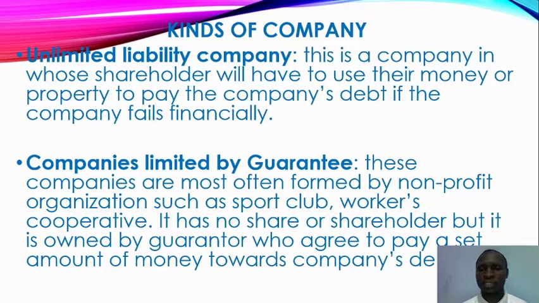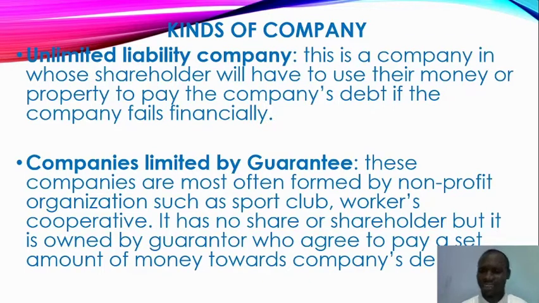Unlimited liability company. This is a company in which the shareholders will have to use their money or property to pay the company's debt if the company fails financially. So if a company should go into debt under this unlimited liability company, the owner of the company can sell his properties to raise money in order to pay his debts. So in unlimited liability company, the creditor to that company can go beyond the business in order to get his money back from the owner of the business. He can go beyond the business by selling the properties of the owner of the business.